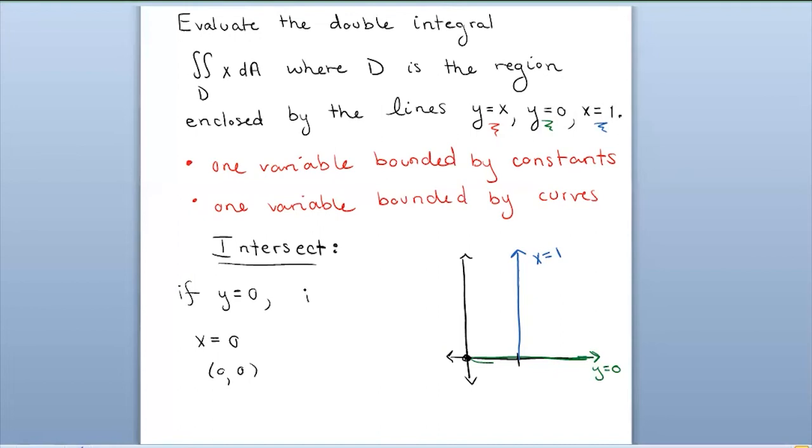Now I'll move on to if x is equal to 1. And they've made this nice and easy for us. If x is equal to 1, we know y is equal to x, and so y is also equal to 1. Okay? So I get a point at (1, 1). Now I can very easily draw in my line y equal to x. Now notice this could also be written as, it's the same thing, x equal to y.